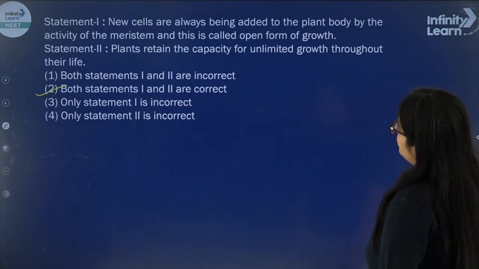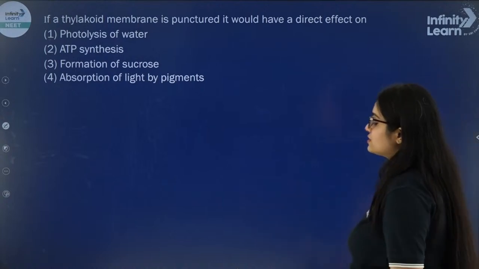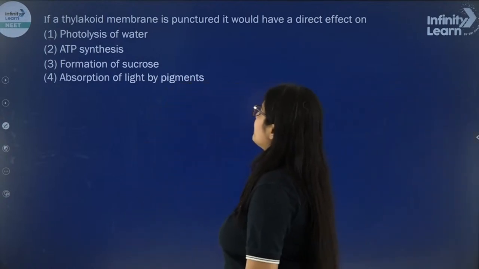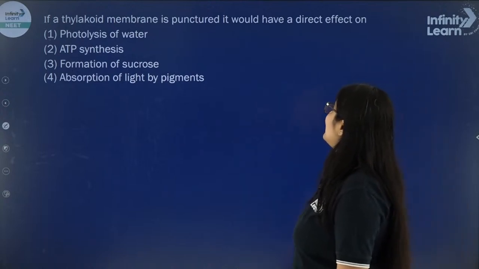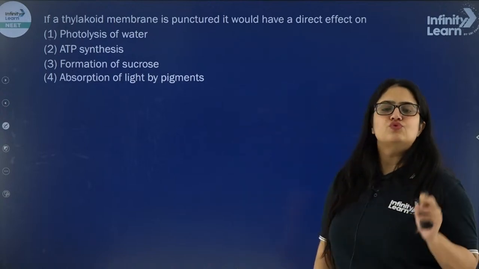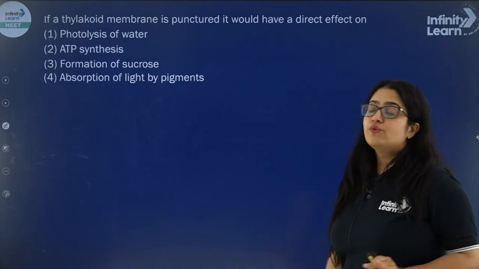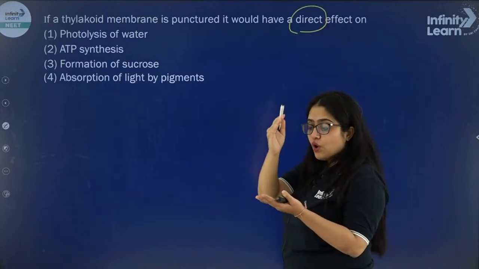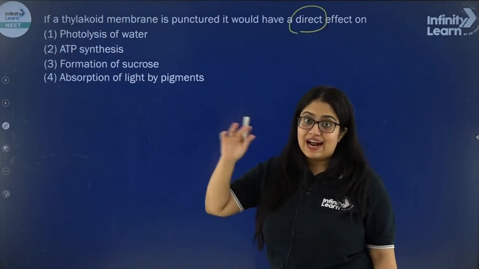Correct. Next question. If a thylakoid membrane is punctured, this is a little logical question, my dear students, let me help you in understanding this. If a thylakoid membrane is punctured, it would have a direct effect on... Please do not get confused, you need to understand here the importance of the word direct. Direct effect, which activity will be affected first? What is the first step?